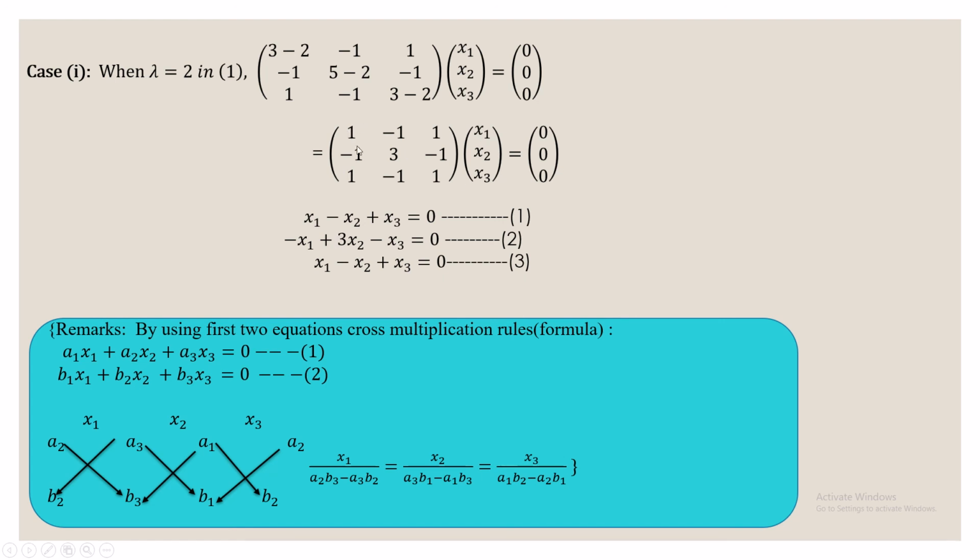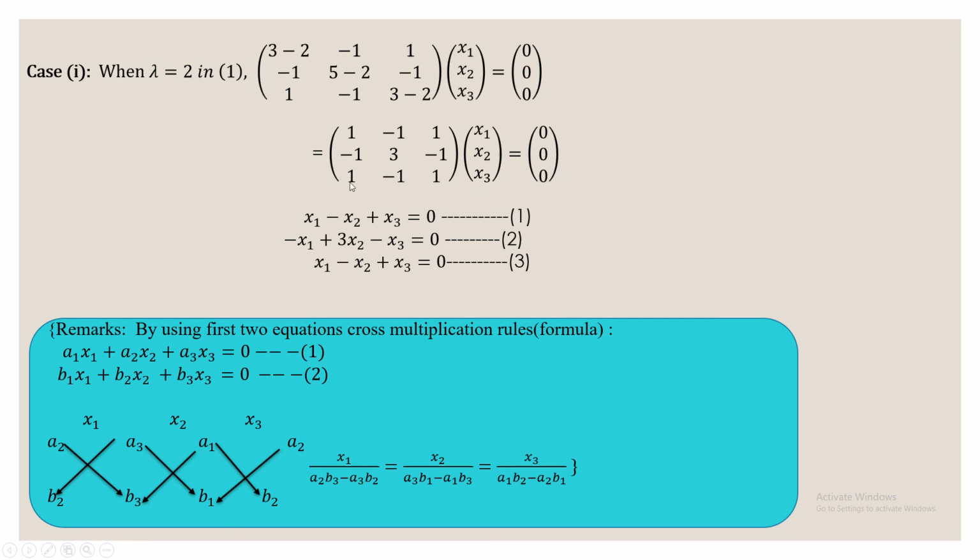You will get one equation. 1 into x1 is x1, minus 1 into x2 is minus x2, plus 1 into x3 is x3, which is equal to 0. You can write this as equation number 1. Another one, second row and then first column you have to multiply. Minus 1 into x1 is minus x1, plus 3 into x2 is 3x2, minus 1 into x3 is minus x3, which is equal to 0.